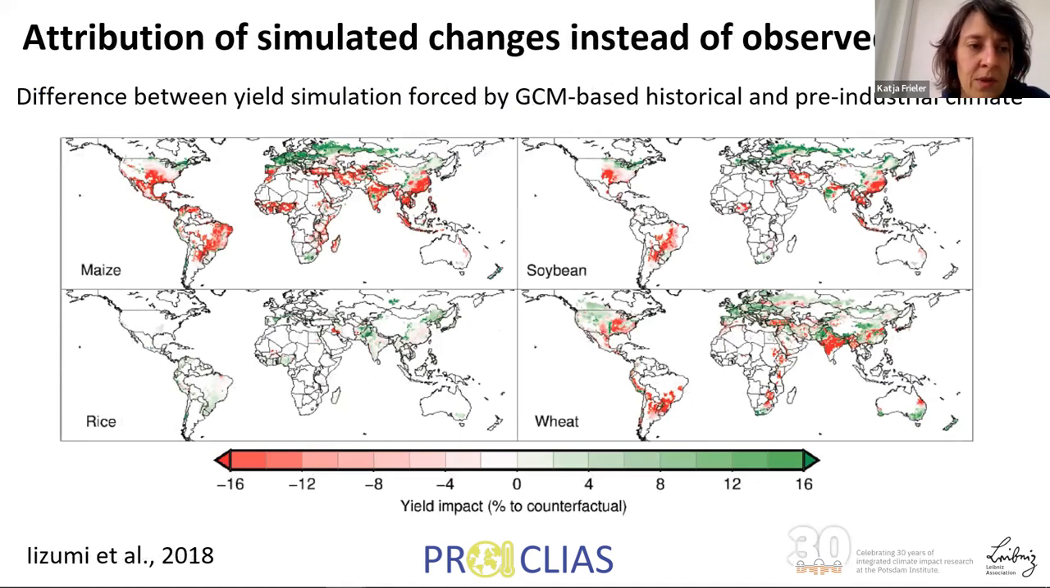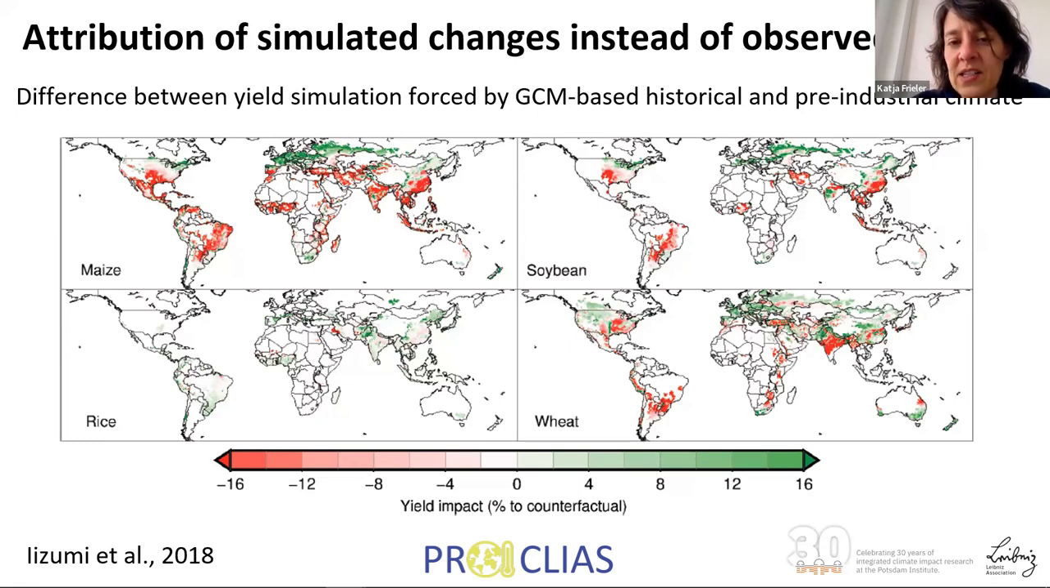Another type of studies we collected for the IPCC synthesis is often done by climate impact simulations that are simply forced by simulated historical climate and by simulated pre-industrial climate, and then the change in the impact indicator that can be attributed to anthropogenic climate forcing is simply defined as the difference between these two simulations. And this is an example where this has been done by Izumi et al. for crop yields. So here you really see the difference between maize yields, for example, and it's the historical simulations minus the yields under pre-industrial climate.